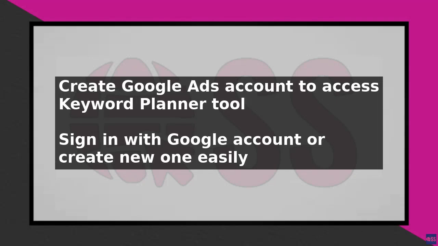To create a Google Keyword Planner account, you need to have a Google Ads account. Start by going to the Google Ads website and clicking on the Get Started button. You will be asked to sign in with your Google account, so enter your email address and password to proceed.